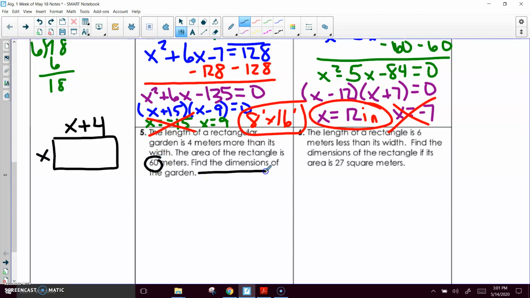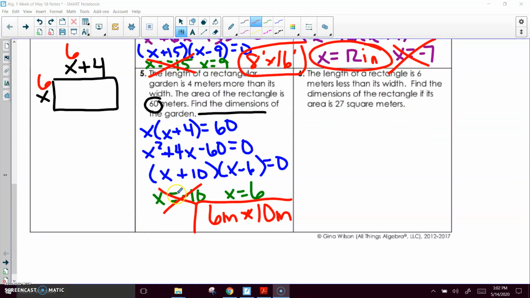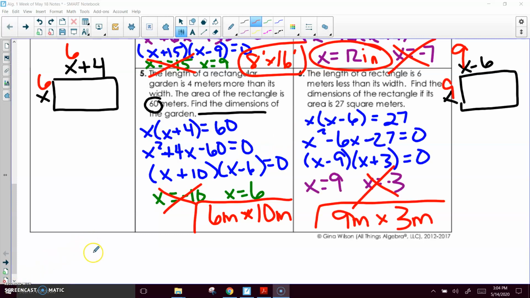Find the dimensions. All right, hit pause and work through that. You should have found that the dimensions are 6 meters by 10 meters. If you're not sure where that came from, hit pause and compare our work. Take a moment to work through question 6. Hit pause, then come back to check. Okay, you should see that you get a solution of 9 meters by 3 meters.